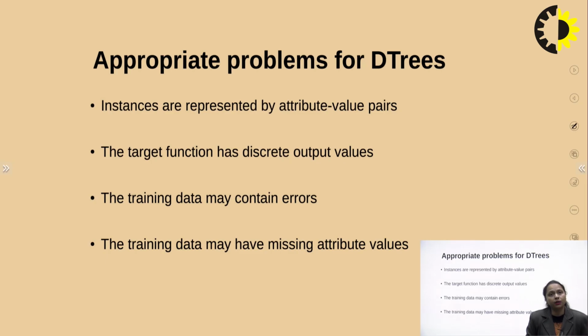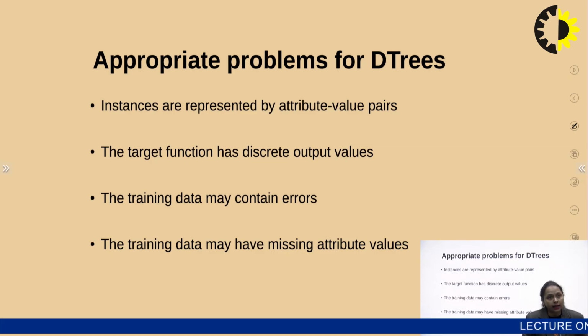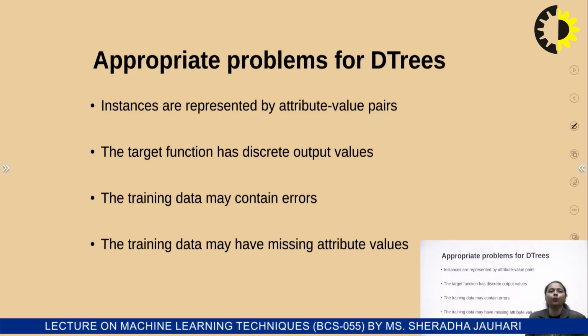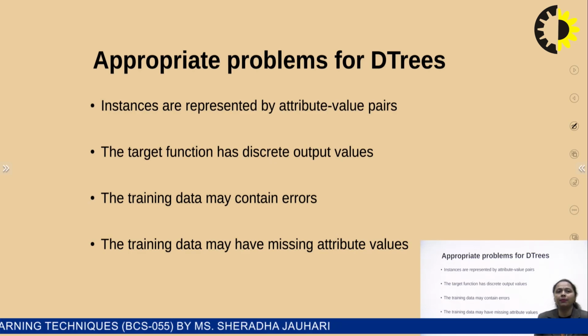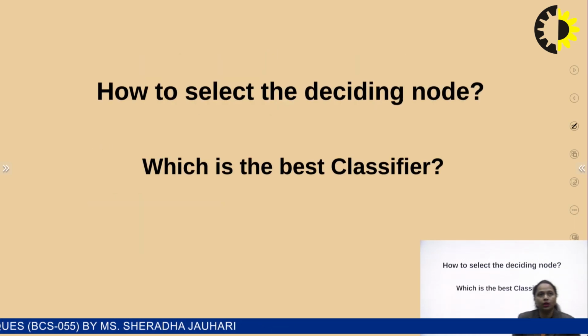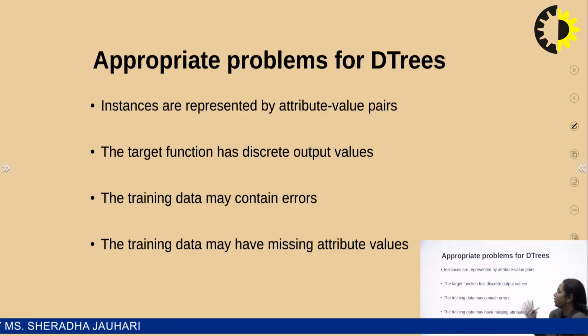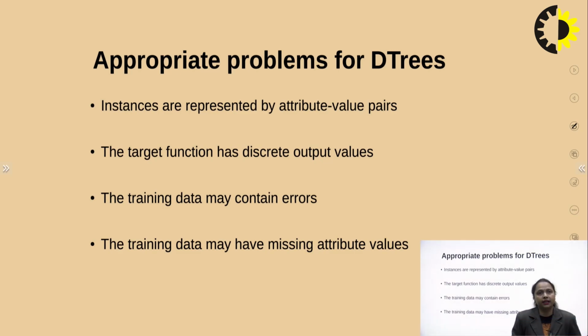Now, appropriate problems for decision trees are, first, instances are represented by attribute value pairs. Second, the target function has discrete output values. Means whenever we are dealing with discrete values only, then we can opt for the decision tree, because we can have an answer either yes or no. The training data may contain errors and may have missing attribute values also. These are certain problems which are present while we are dealing with decision trees.